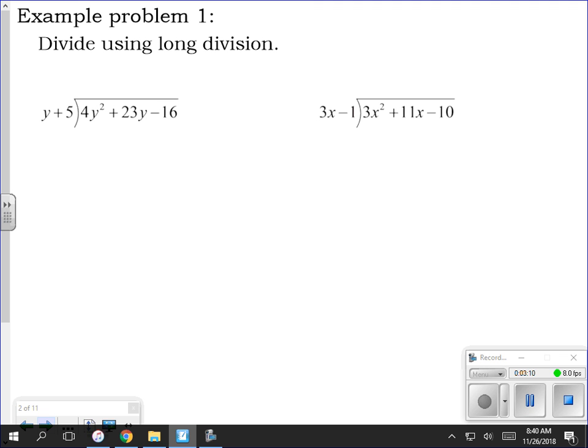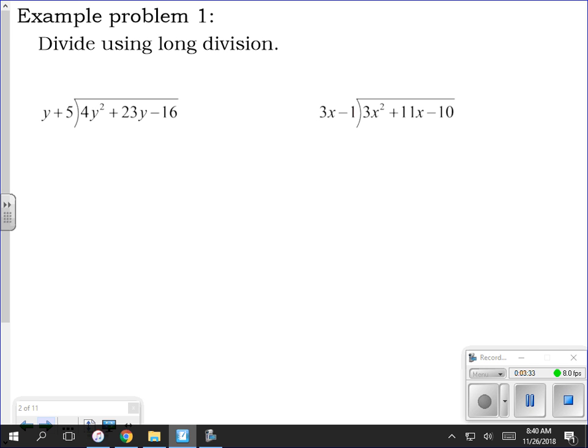Okay, so the first thing is, just like regular division, we have our divisor and our dividend. That's it. And we just want to try to get the answer out of it. How many times does y plus 5 go into 4y squared plus 23y minus 16? Same idea, just like regular long division.